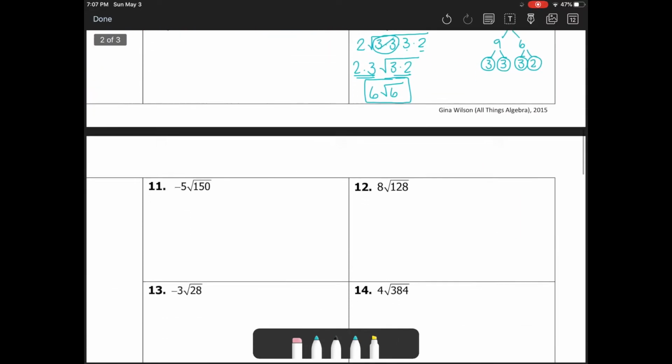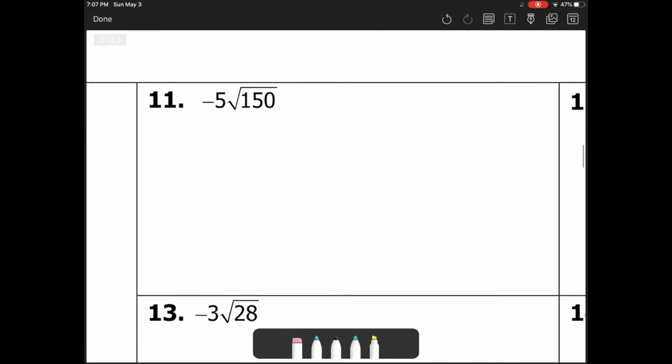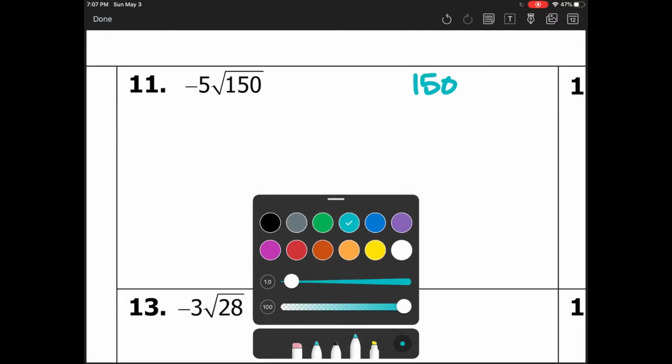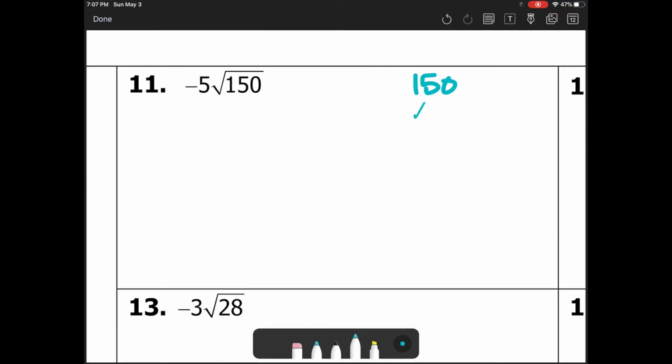I want to look at one more, and that is number 11, because it has a negative number out in front. That really doesn't make much of a difference though. I'm going to use the same breakdown. I'm going to take my 150 and make a factor tree. Ooh, that got really big. Let's go back down to 1. There we go. All right.